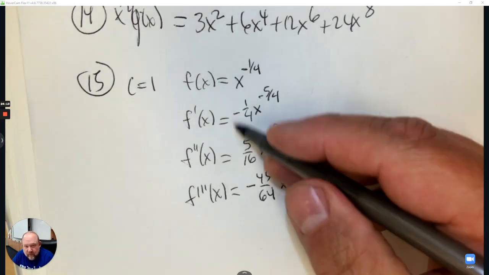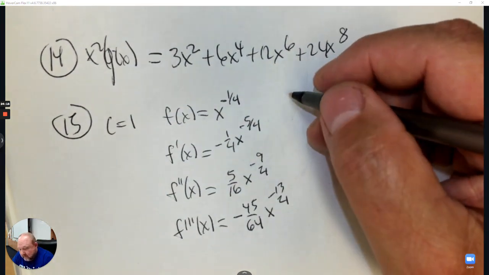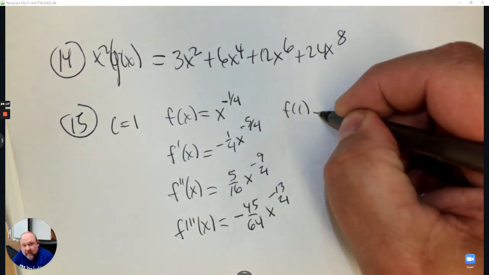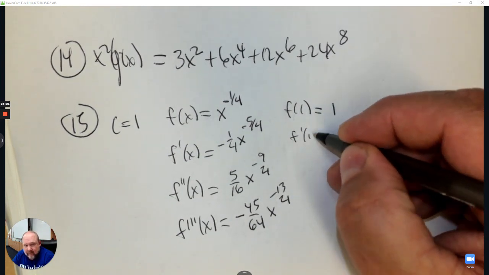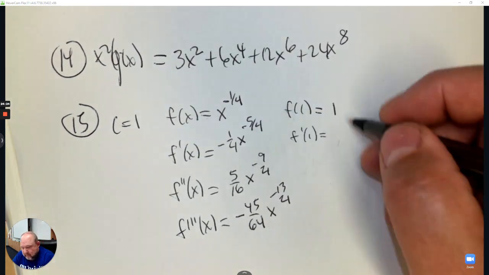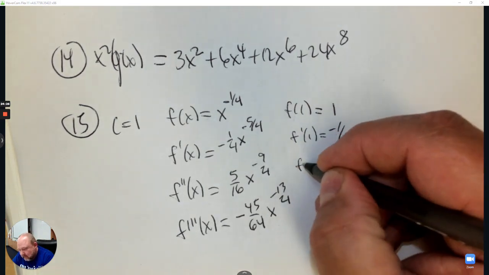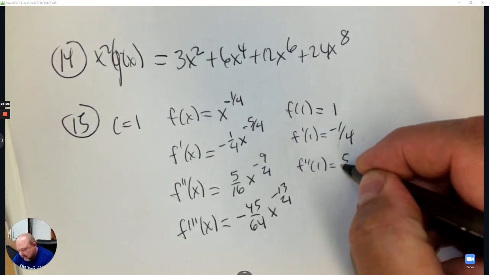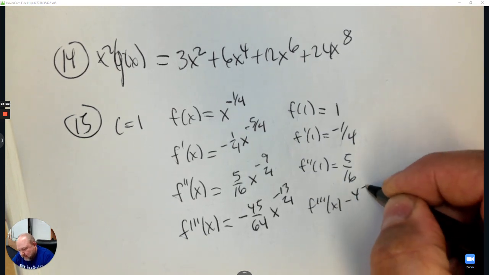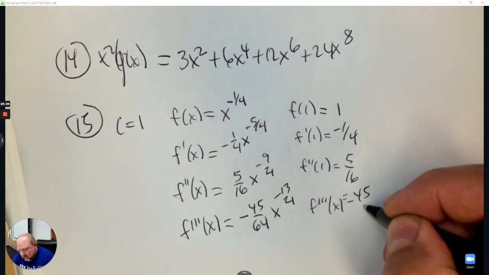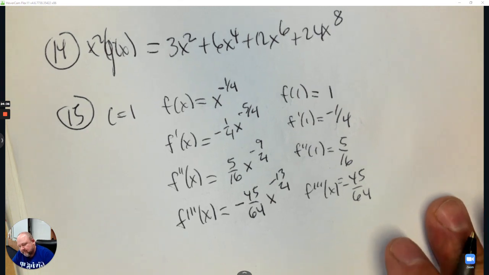All right, those coefficients are important. So when I plug in 1, this is what I need, 1 to any exponent. If I plug in 1 here, 1 to any exponent, I'm left with negative 1/4. All these coefficients is what I'm left with. So 5 over 16 and negative 45 over 64.